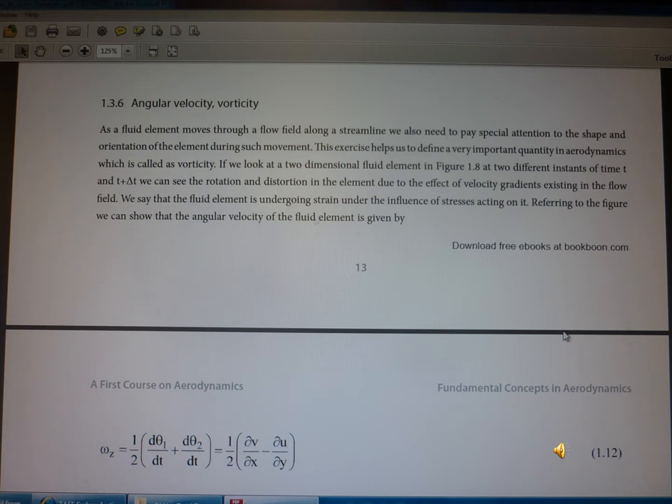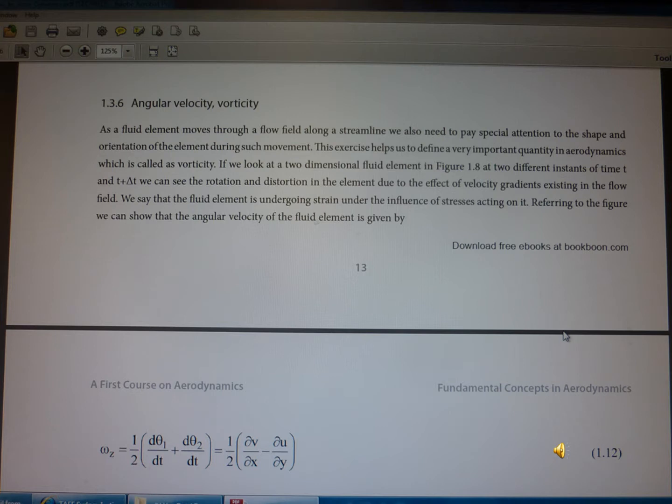Talking about the angular velocity and the velocity. As the fluid elements go through the flow field along the streamline, we also need to pay special attention to the shape and the orientation of the element during such motion. So this exercise helps us to define a very important quantity in aerodynamics, which is called vorticity. If we look at the two-dimensional fluid element in the figure, at two different instants in time, we can see the rotation and distortion of the element due to the effect of the velocity gradients existing in the flow field.